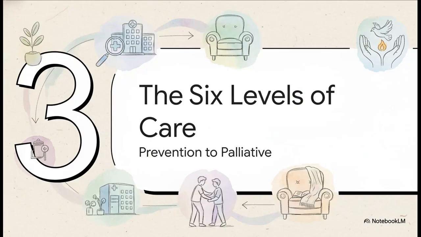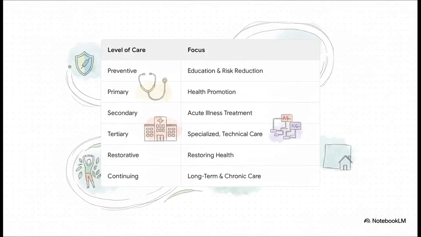Okay, so we know who's involved, where they are, and how it gets paid for. Now let's organize the kind of care they get. This is super helpful because these six levels give you a framework for a patient's entire journey through the healthcare system. I love this slide because it's like a map. See, we start with preventative care. That's things like vaccines and health education. Then you move to primary care, like your annual checkup. If you get sick with something acute, like the flu, you're in secondary care. Tertiary care, that's the super specialized stuff, like an ICU or a transplant unit. Then restorative care is all about getting you back on your feet, like in a rehab facility. And finally, continuing care is for long-term needs, like what you'd see in hospice.